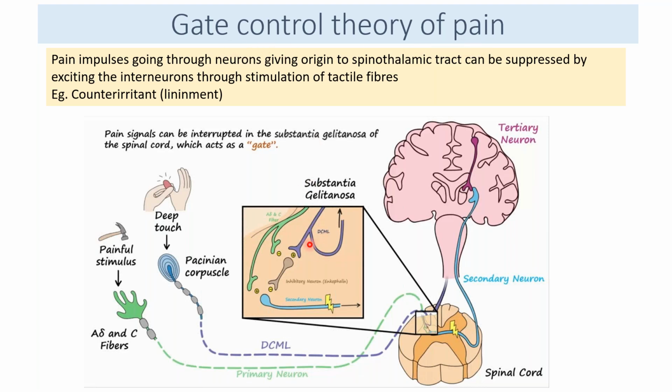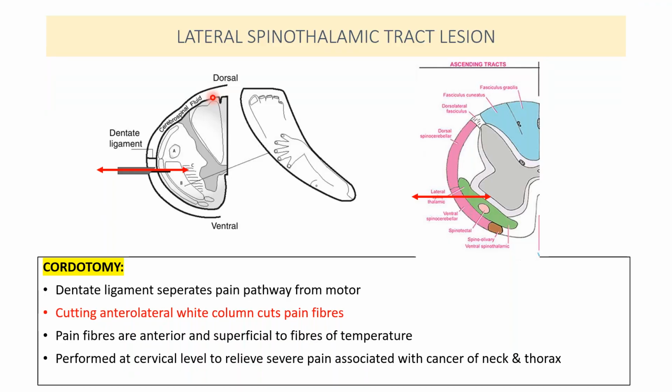If the tactile fibers are stimulated, they will stimulate this interneuron, which will have an inhibitory effect on the pain. So this is how the counter irritant or balm or liniment for any pain is applied, and causes the control of pain.